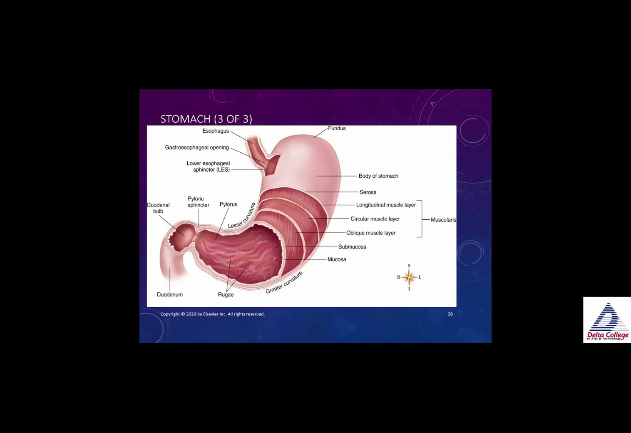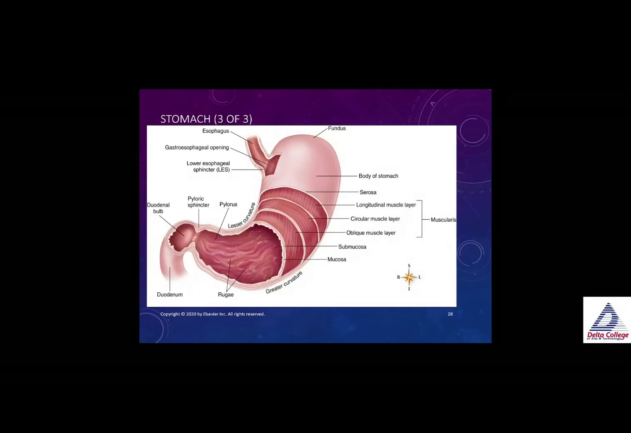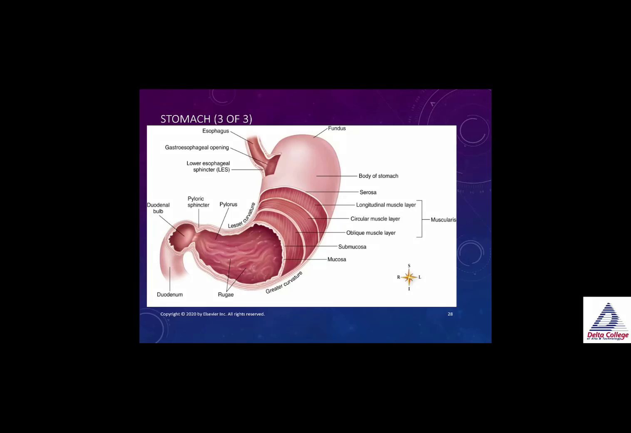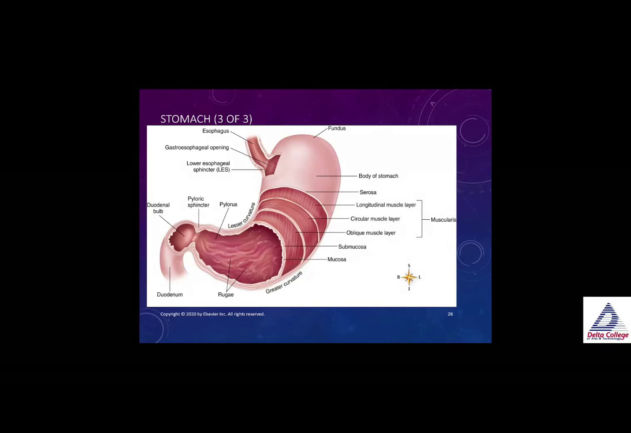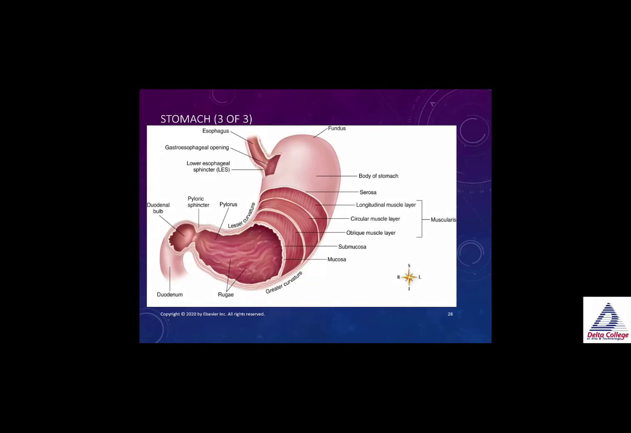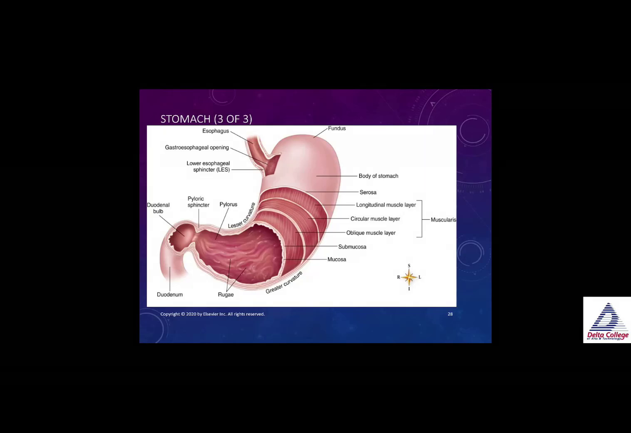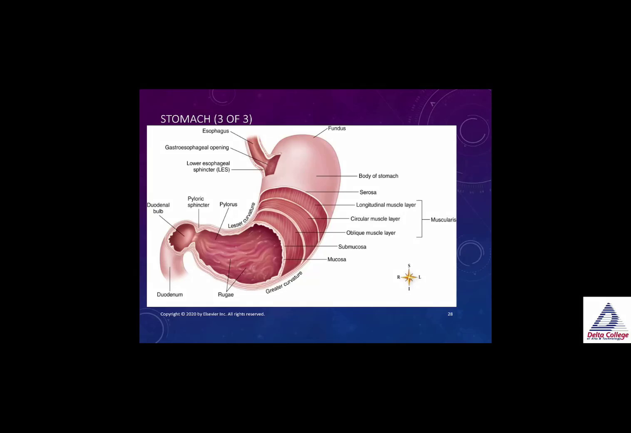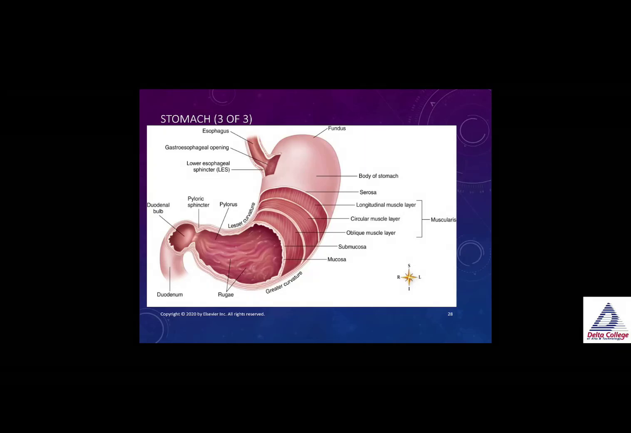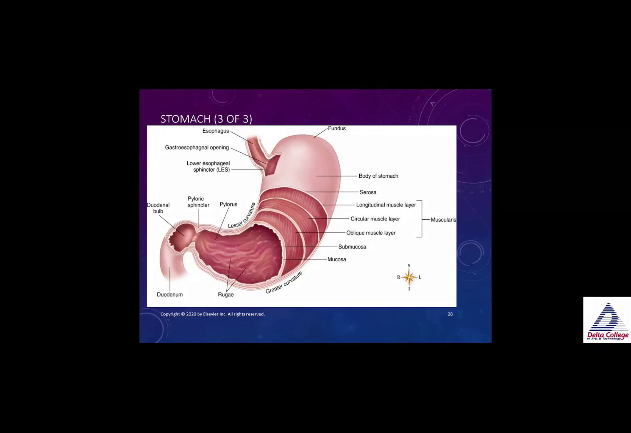So here you can see where the esophagus goes. You can see where the LES or the cardiac sphincter is. There's the fundus of the stomach. It goes down into the body. You can see the different layers. The rugae, the folds, the pylorus, and then the pyloric sphincter empties into the duodenum, which is the first part of the small intestine.